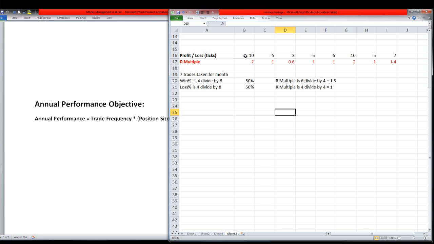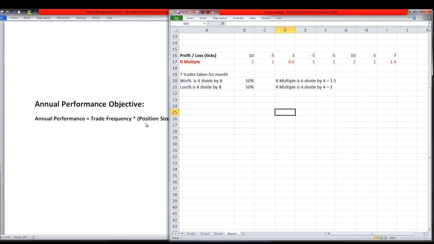So here I've got, for example, 8 trades. There's a 5 tick gain, 10 tick gain, 5 tick loss, 3 tick gain, which might have moved our profit up a bit, but it's come back and hit us. 5 tick loss, 5 tick loss, 10 tick gain, 5 tick loss, 7 tick gain. Now, expressed as R multiples.